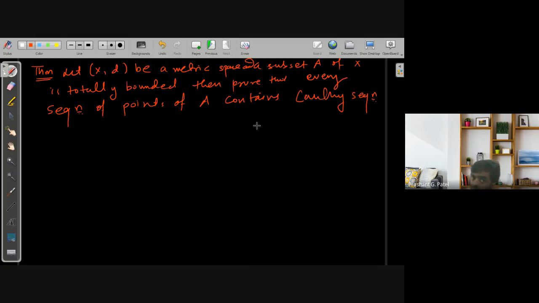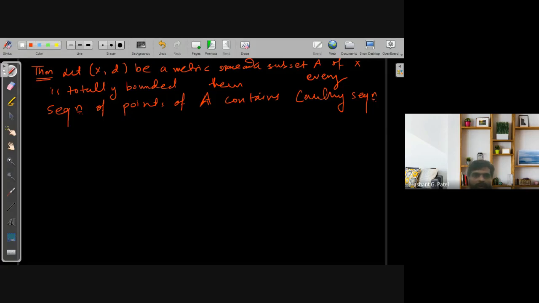This result is actually an if and only if result that I am saying. So I may also write it as if and only if. That means every sequence of points in A contains a Cauchy sequence implies A is totally bounded. But here I am proving only one side. Those who are interested can try to prove the converse side and do it in the project.